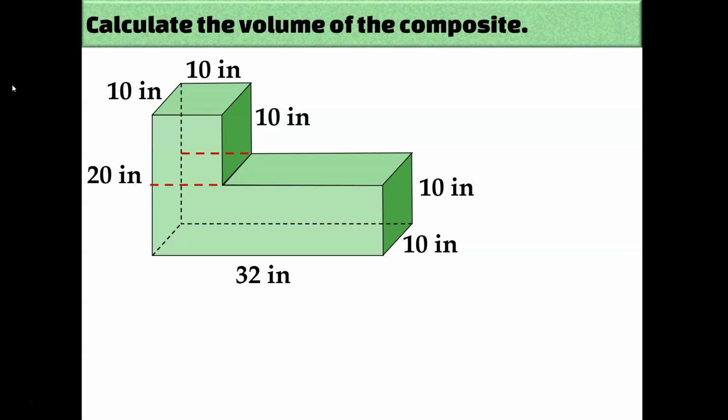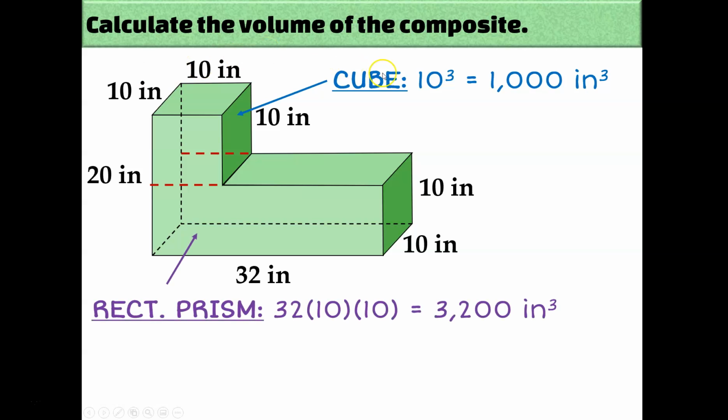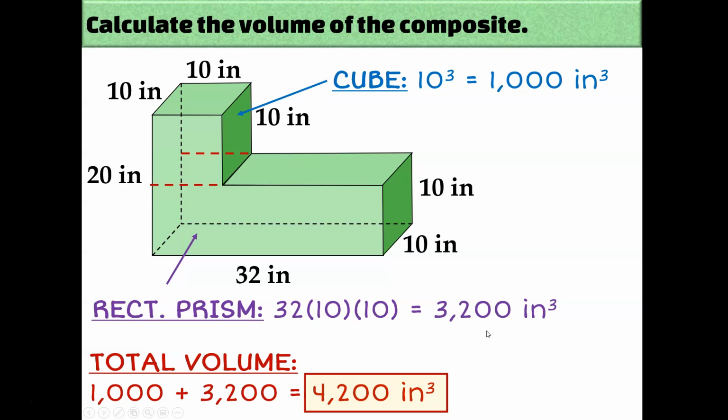For example, you could break it into a cube on top and a rectangular prism on the bottom. The volume of a cube is just length times width times height, so 10 times 10 times 10, or 1,000 cubic inches. And the volume of a rectangular prism, again, is length times width times height, or the area of the base times the height is another way to say that. So I have 32 times 10, which is 3,200. Add those two volumes together to get the entire volume of 4,200 cubic inches.